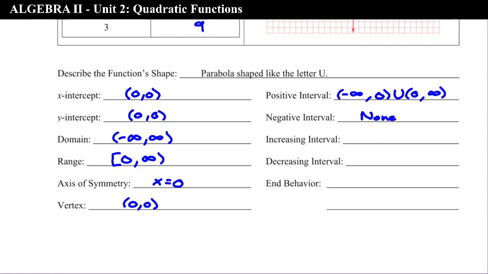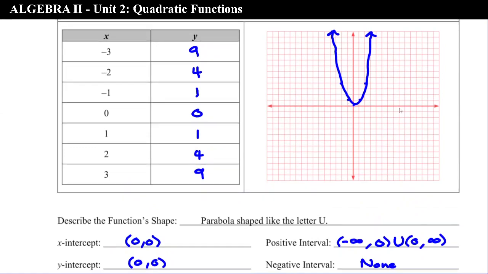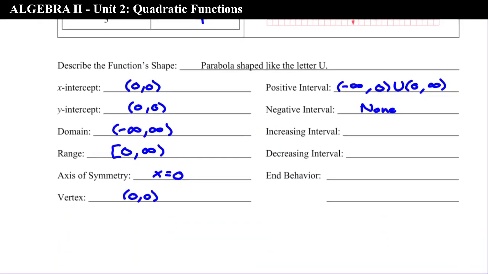It increases on the right-hand side of the parabola. On the right-hand side, we're going up, so it is increasing from 0 to infinity, and then it's decreasing from negative infinity to 0. So we have increasing from 0 to infinity, and decreasing from negative infinity to 0.